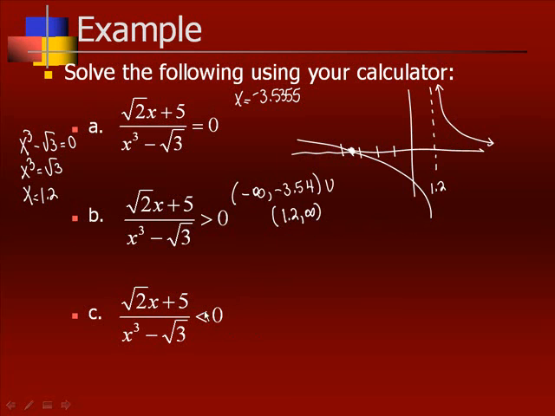Now, where on this graph, for part C, is this function below the x-axis? Well, it's below the x-axis right in here, which means from negative 3.54 all the way up to that vertical asymptote of 1.2. Now remember, less than and greater than, we always put parentheses on our interval notations.